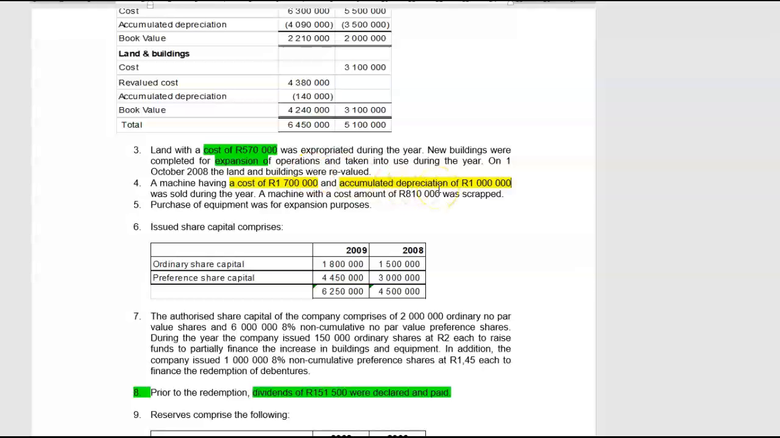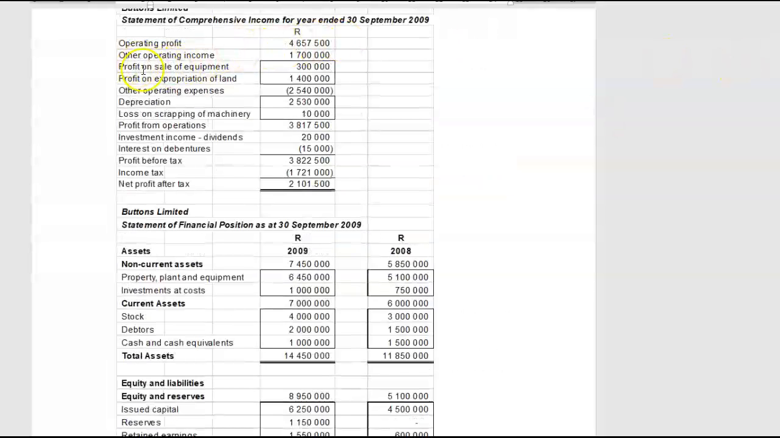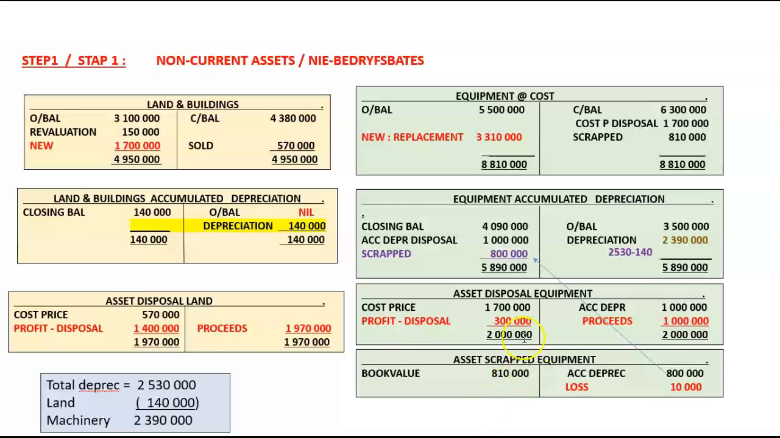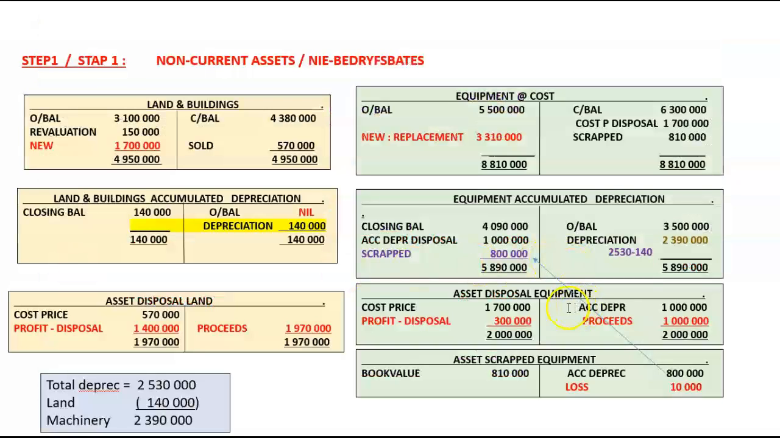They just tell us it was sold, but we have the profit on the sale. So the profit on the sale of the equipment was 300,000. So we can put that in our asset disposal account, 300,000. So now we can work out what the proceeds was, because that is now our balancing figure. So proceeds on the sale of equipment, which we can go and plot onto our cash flow statement. Proceeds from the sale of machinery and equipment, 1 million rand, we can go and park that figure. Right.